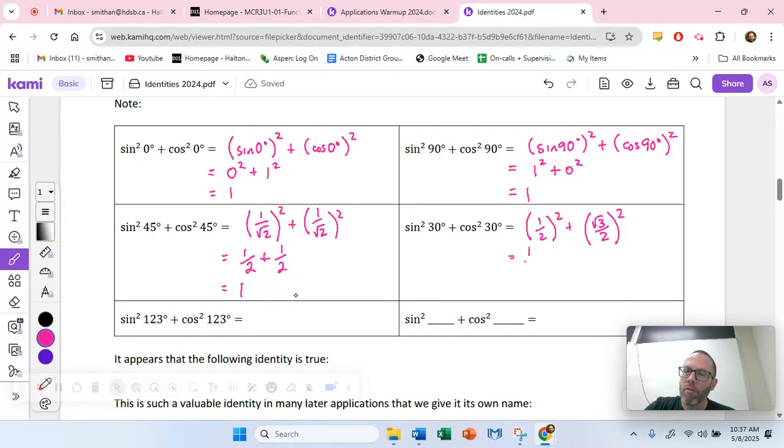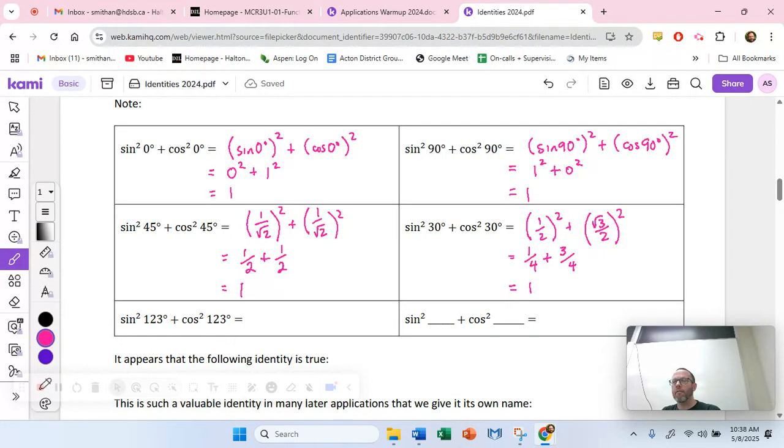1 squared is 1, 2 squared is 4. The root of 3 squared is 3, 2 squared is 4. And what's 1 fourth plus 3 fourths? It's 4 fourths. Those add to 1 as well.